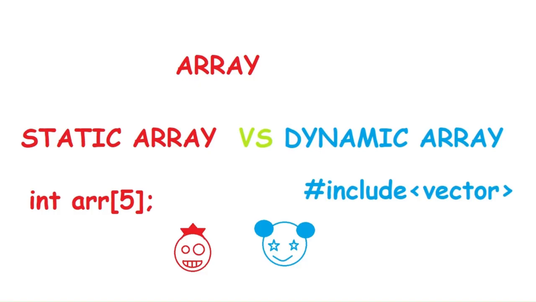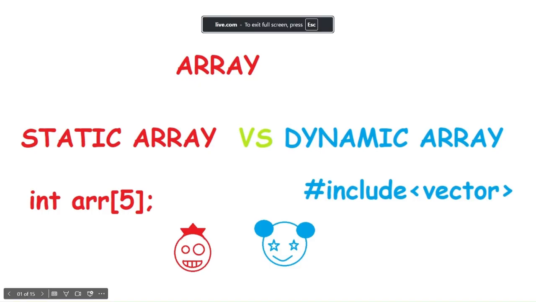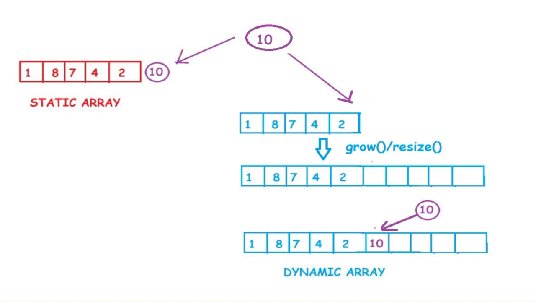In C or C++, the static array is created by a declaration, for example, int arr[5], which creates an array of 5 integers. Whereas for a dynamic array, you can invoke it by including the vector header file. Okay, so these slides demonstrate the difference between the two types of arrays. The static array is a fixed size array, whereas the dynamic array is an array with no fixed size.